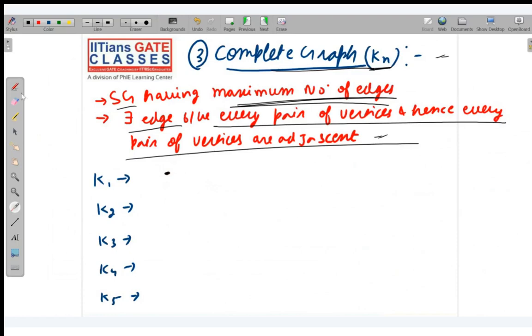So K2, how K2 will look like this. K3, how K3 will look like this. K4 will be this. K5, how K5 will look like. Okay, so I should tell you another way of thinking. So K1 is this, K2 is this. For K3 you will make K2. After making K2 you will add one vertex and connect all. So this is all about K3. How K4? For K4 you will take K3. This is K3.